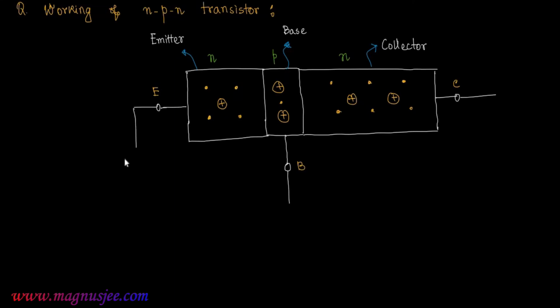In this case the emitter is always forward biased. So the N-type emitter is always forward biased. That's why the N-type emitter should be connected to the negative terminal of the battery. So in this way we can connect an external battery. The EMF of this battery is VEB.